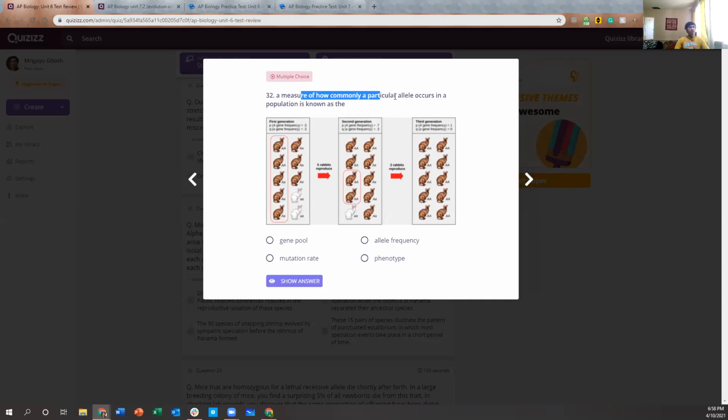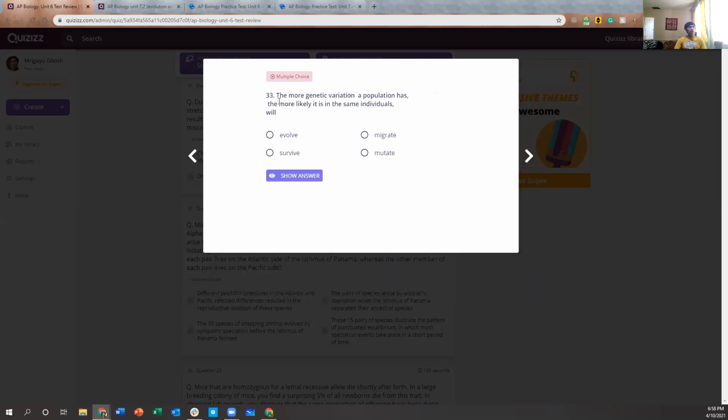A measure of how commonly a particular allele occurs in a population. Well, this is Hardy-Weinberg. It's just the definition. It's allele frequency. It's how commonly it occurs in the population, and obviously it's dealing with alleles, so it's allele frequency.